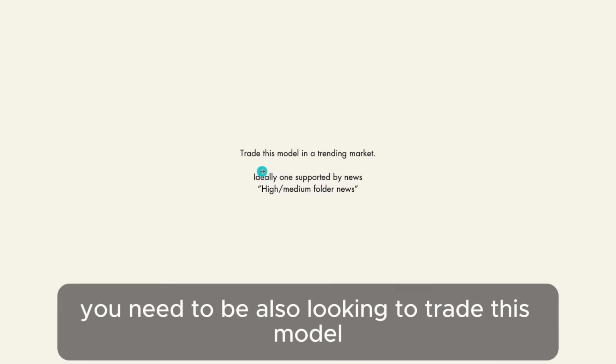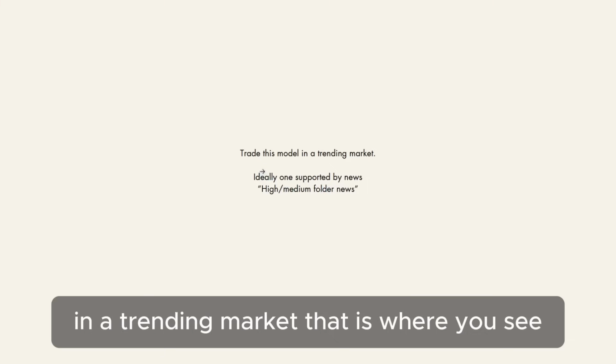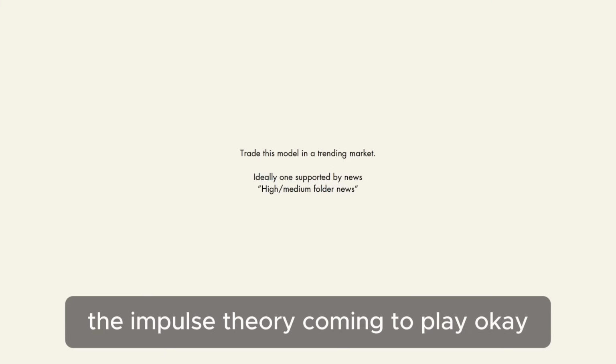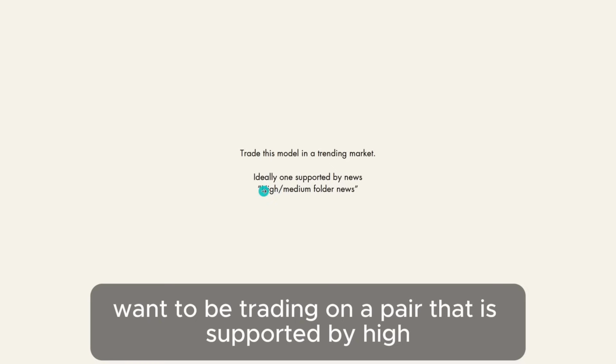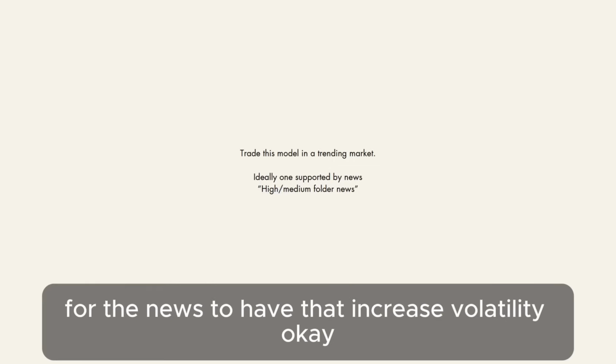Now you need to also be looking to trade this model in a trending market. That is where you see the impulse theory come into play. And ideally you want to be trading on a pair that is supported by high to medium folder news to have that increased volatility.